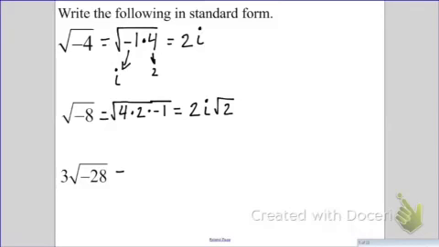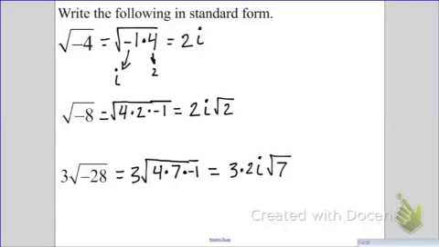Take a look at the last one. Let's see. Inside the 28 is a 4 and a 7 and also a negative 1. The square root of 4 is 2, so now I have 3 times 2. The square root of negative 1 will give me the i, and the square root of 7 stays inside. We simplify the outside into just 6i square root 7.